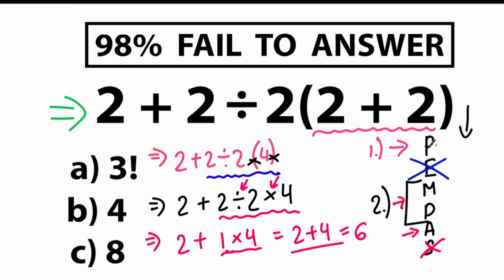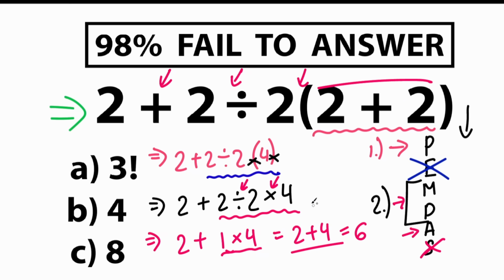So in this question we have parentheses, we have the multiplication and division part, and the addition part. According to PEMDAS, firstly we should evaluate the expression inside the parentheses. The second step is division, the next step is multiplication, and the last step is this addition. So firstly parentheses, second step this division, third step multiplication, and the last step is this addition.